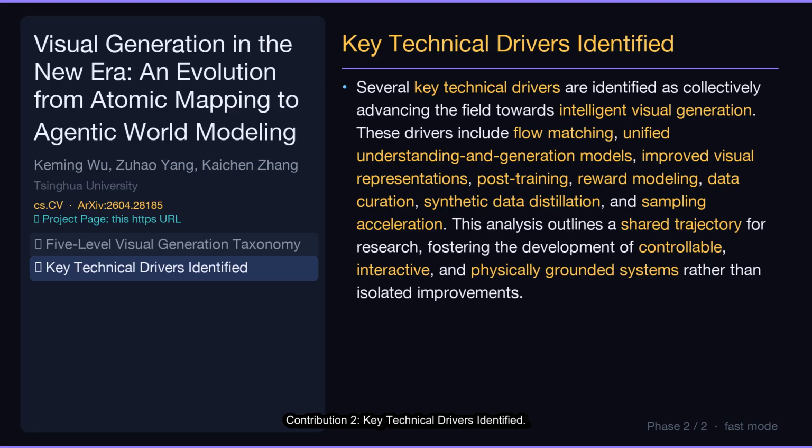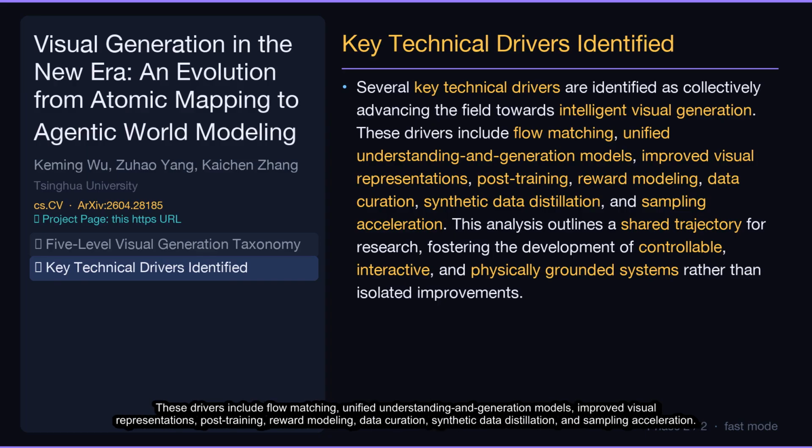Contribution 2. Key technical drivers identified. Several key technical drivers are identified as collectively advancing the field towards intelligent visual generation. These drivers include flow matching, unified understanding and generation models, improved visual representations, post-training, reward modeling, data curation, synthetic data distillation, and sampling acceleration. This analysis outlines a shared trajectory for research, fostering the development of controllable, interactive, and physically grounded systems rather than isolated improvements.